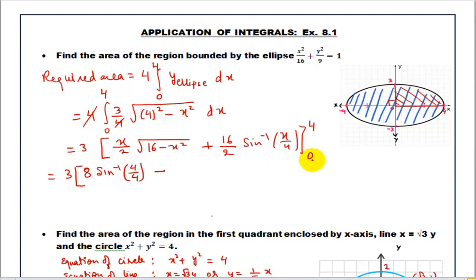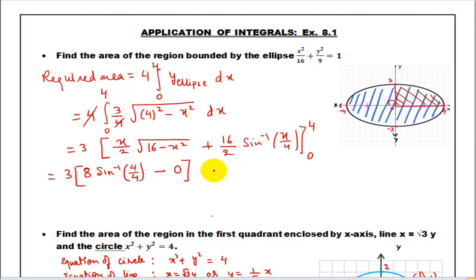Then minus, now we are going to apply the lower limit, which is 0. If we replace x by 0 here, this reduces to 0 only, because 0 into 4 comes out to be 0 only. And even in the later part, sine inverse 0 is also 0. So on applying the lower limit, the entire expression reduces to 0.